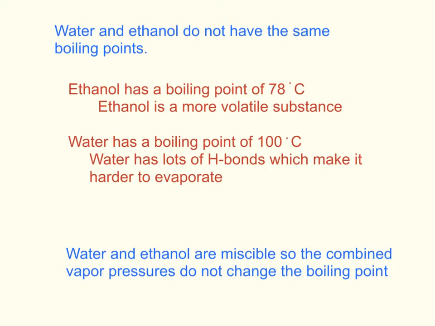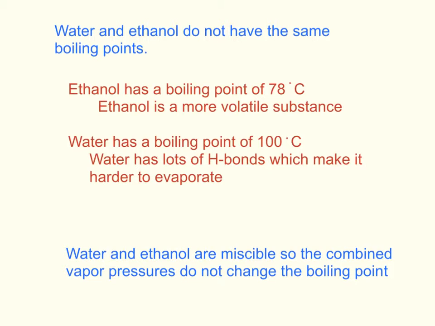Water and ethanol do not have the same boiling points. Ethanol has a boiling point of 78 degrees Celsius, and water has a boiling point of 100 degrees Celsius. Ethanol is a more volatile substance, which gives it its lower boiling point. Water has lots of hydrogen bonding, which makes it hard to evaporate since all the hydrogens are bonding to the other oxygens in the water.